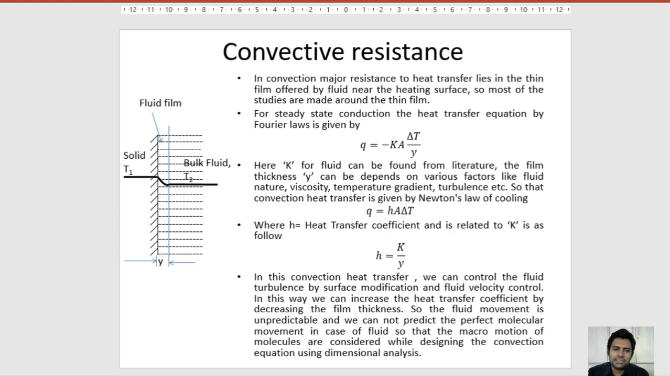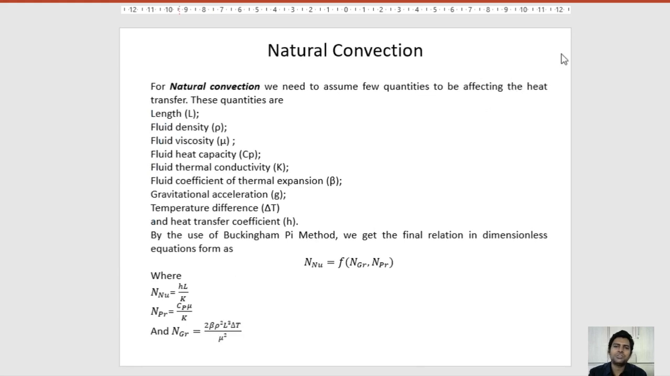Now, in the next session, we'll see natural convection. Actually, what do we mean by natural convection? As seen earlier, we need to assume some quantities to be affecting the heat transfer, and these quantities are length, fluid density, viscosity, heat capacity, thermal conductivity, fluid coefficient of thermal expansion, gravitational acceleration, temperature difference, and heat transfer coefficient. So by using the Buckingham Pi method, we get the final relation in a dimensionless equation, which is stated below.